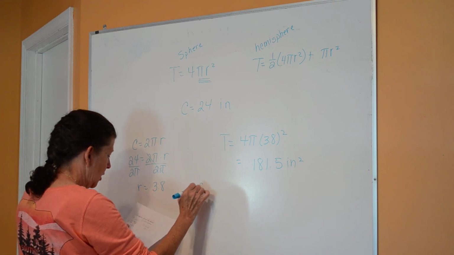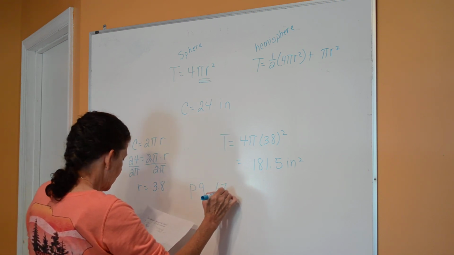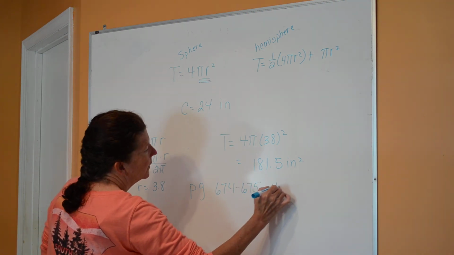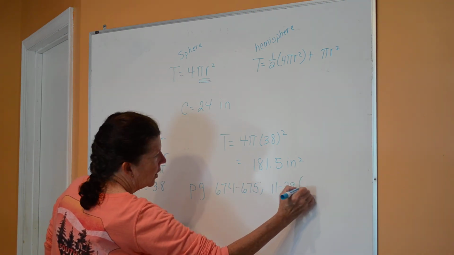All right. Homework is page 674 through 675, 11 through 29, odd.